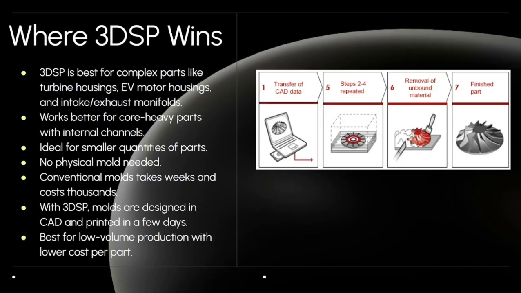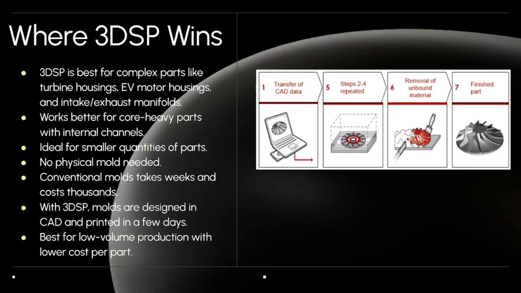3D sand printing is the best option when trying to create complex parts like turbine housings, EV motor housings, intake and exhaust manifolds, or any cast that requires a lot of small cores. 3D sand printed molds are better when working with cores, as they create internal channels throughout the part. The benefit of 3D sand prints is that it is toolless. You don't need to build a physical model like you do with the conventional sand casting.